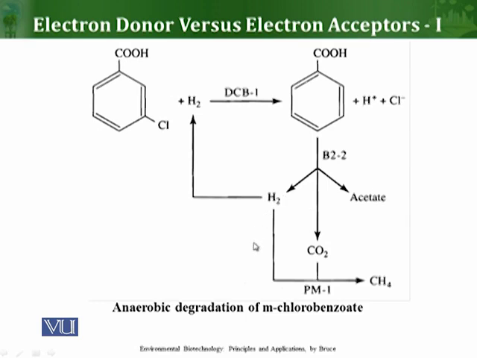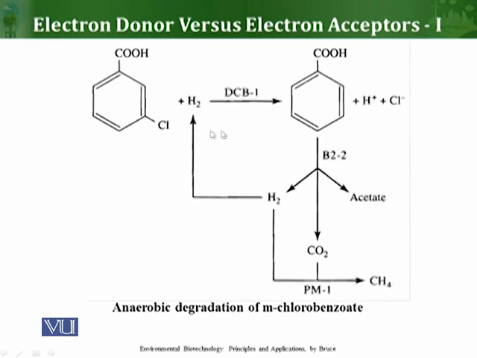The hydrogen can also be used to reduce carbon dioxide to methane by another microbial strain, PM1. So you can see here 3 different strains are working together to bring about a change, and overall chlorobenzoate is basically being converted to methane. So it depends on the factors and the conditions that are involved in this process. If the conditions are favorable and all the nutrients and factors are available, all the physiological conditions are met, then the conversion to methane can be very efficient by these microbes.